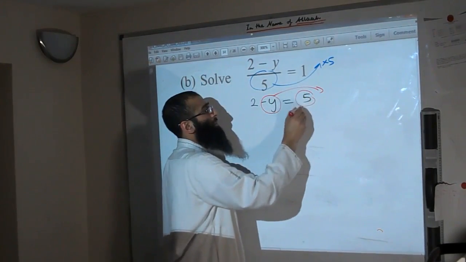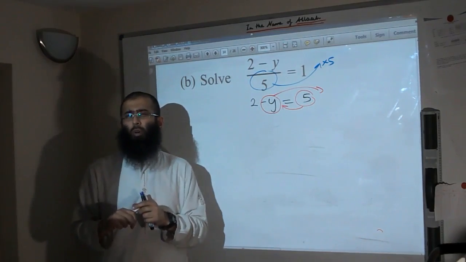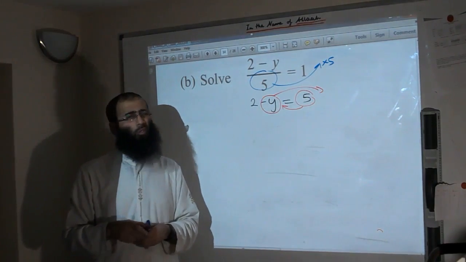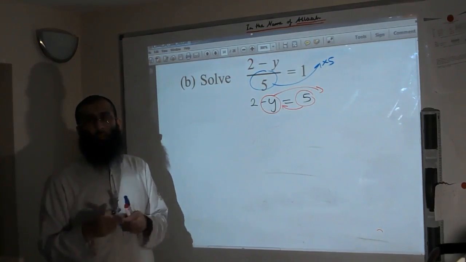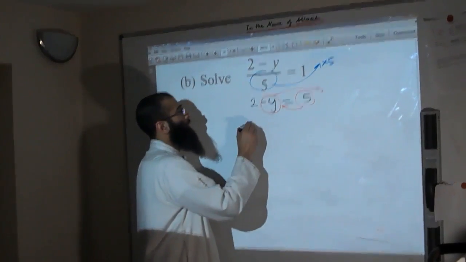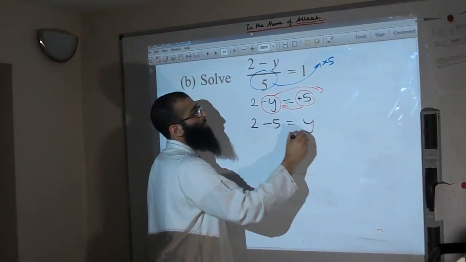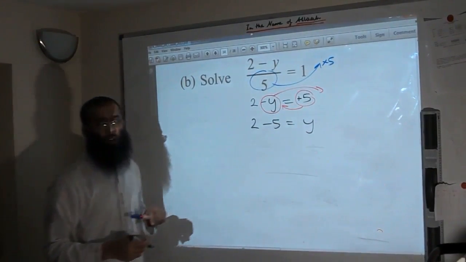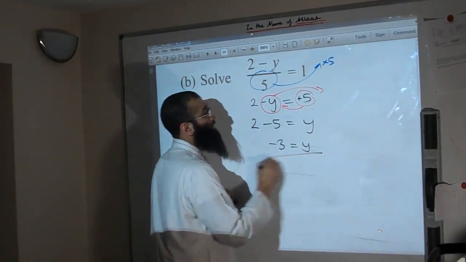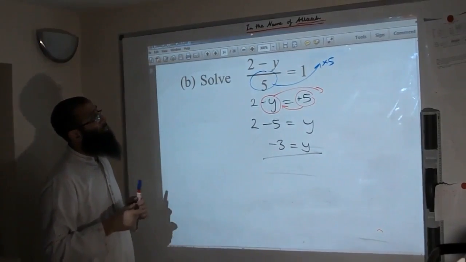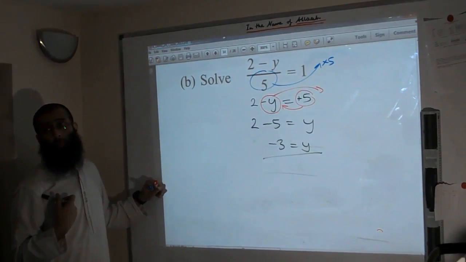If we don't move it like this, we'll end up having to divide by minus 1 to get rid of the minus. Students don't like doing that kind of thing, it gets them all confused, so let's avoid that situation in the first place. So we have 2, and the opposite of plus 5 is minus 5. That gives you minus 3 equals y. So y is equal to minus 3.